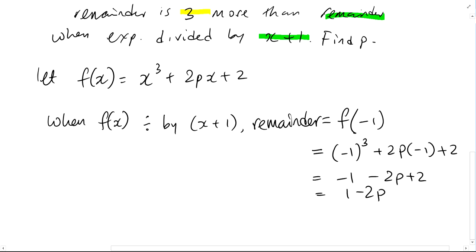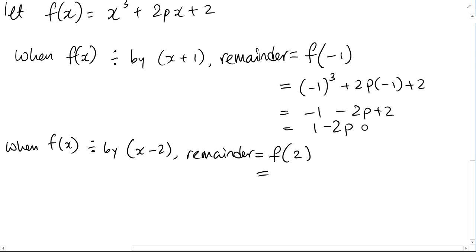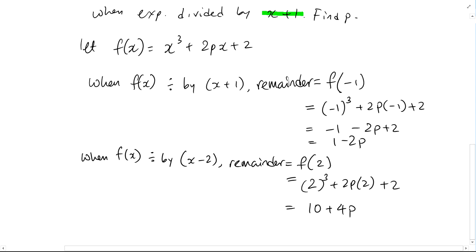Let's see what else did they say. When f(x) is divided by what now? x minus 2. The remainder, let's find out what it is. Equals f of 2. Okay, that gives us 2 to the power 3 plus 2p times 2 plus 2. So that is 10 plus 4p. Correct? What else did it tell us?